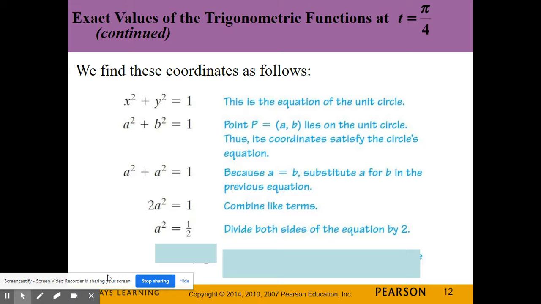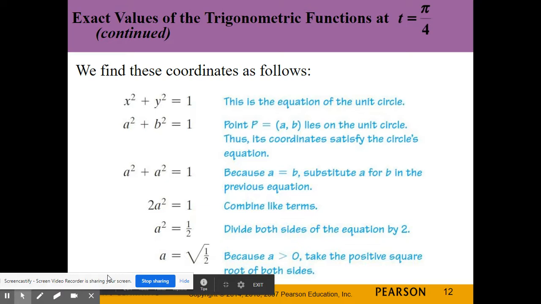Divide by 2. A squared equals 1/2. Take a square root, and you get square root of 1/2. I know when we solve equations, we think about it as plus or minus, but A has to be positive, right? The A value can't be negative. So we're only going to be looking at the positive version there.